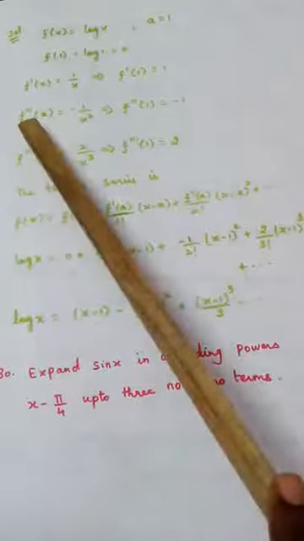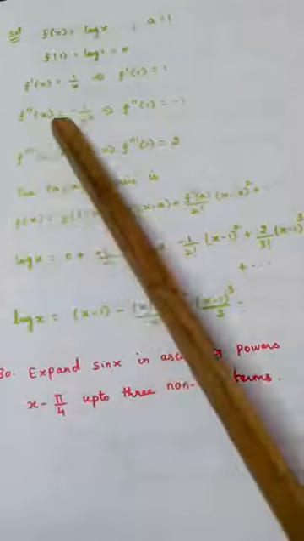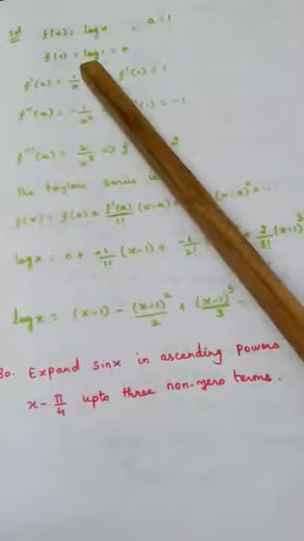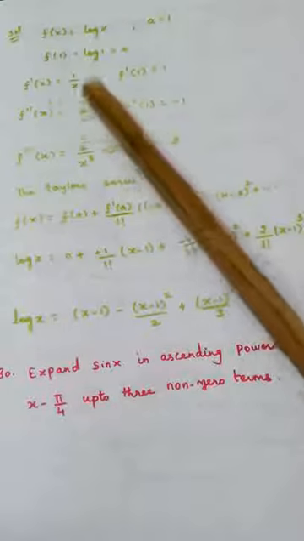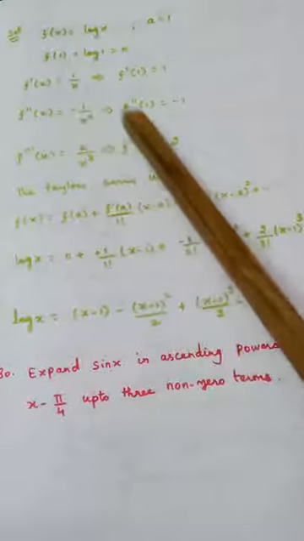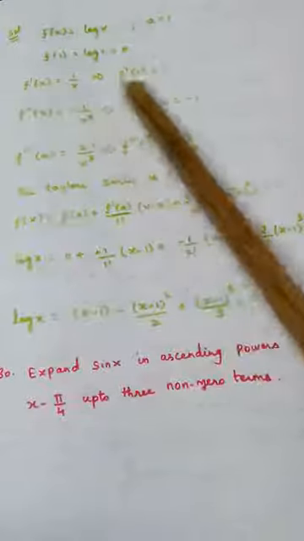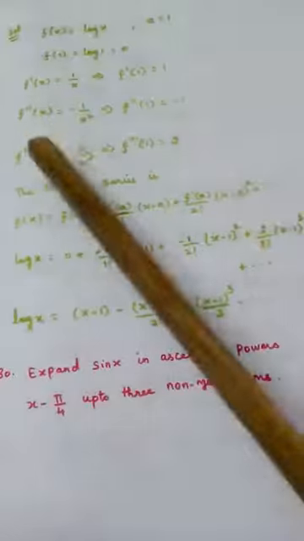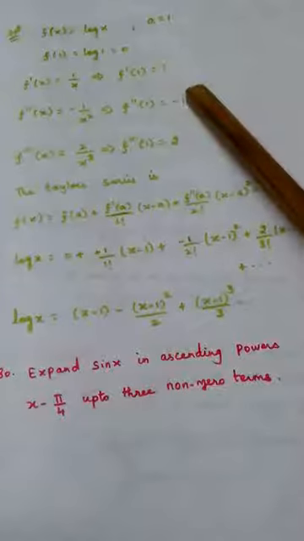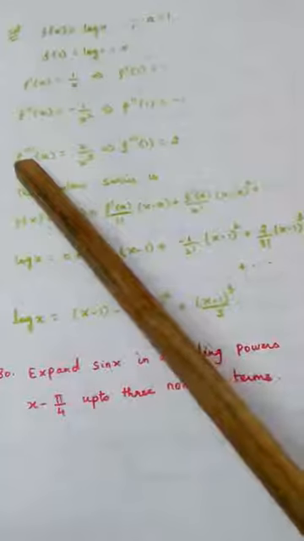Go for the next differentiation, f double dash of x. Differentiation of 1 by x, we should know this as a formula. 1 by x differentiation is minus 1 by x square. Substitute 1, so minus 1 by 1, minus 1. Now we got 2 values, we want one more value, so next differentiation.